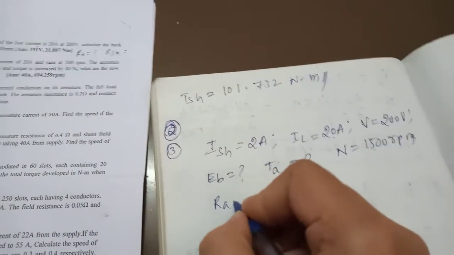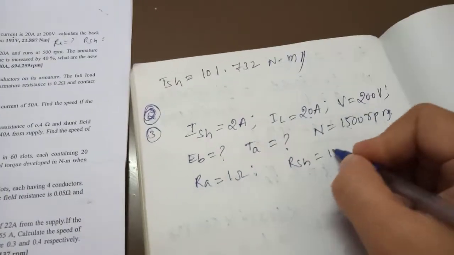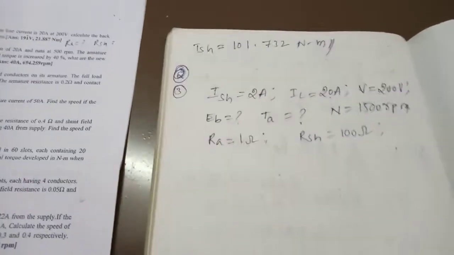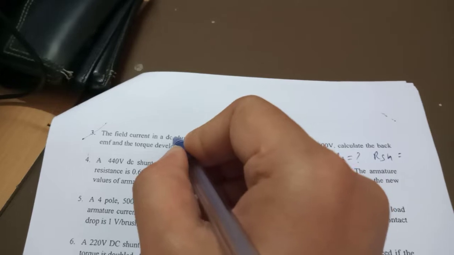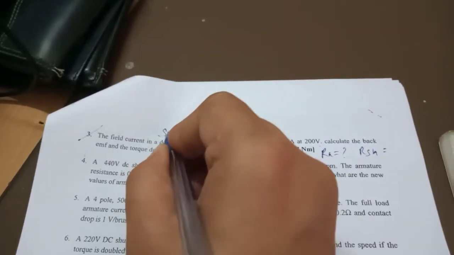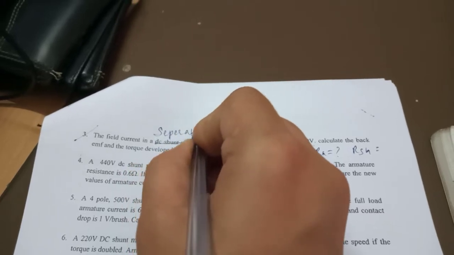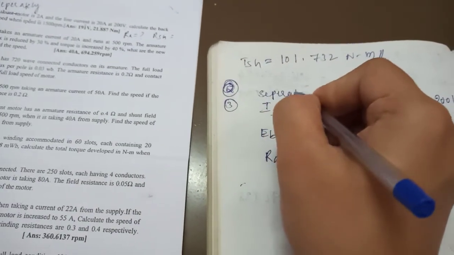Let us assume some value. RA is equal to 1 ohm, RSH is equal to 100 ohms, and we shall solve the problem. Also, instead of a shunt motor, separately excited motor problems are also asked. That is there in the syllabus. Let us take this as separately excited, instead of shunt motor.